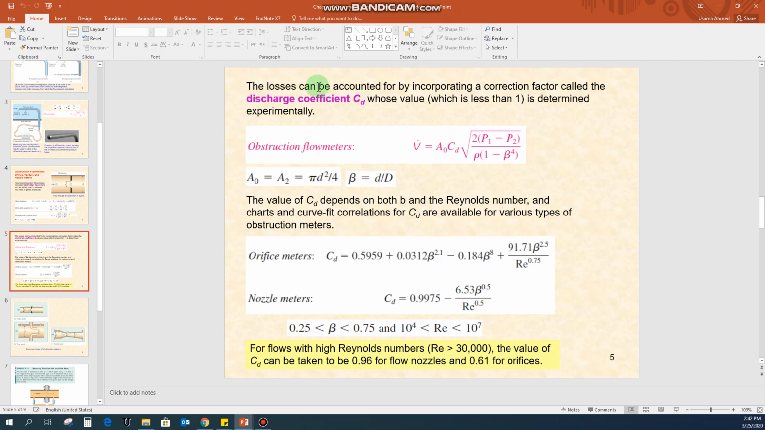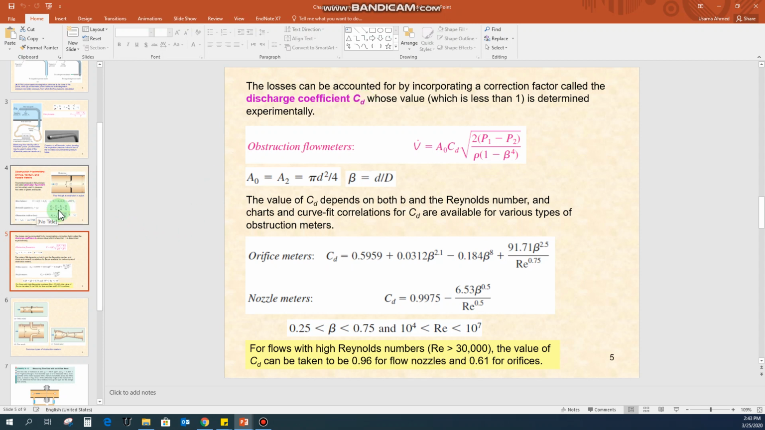So the losses can be accounted for by incorporating a correction factor called the discharge coefficient, CD, whose value, which is less than 1, is determined experimentally. So we have to introduce a new factor which is called the discharge coefficient. So what is this discharge coefficient? It represents the pressure drop caused by a certain flow measuring device.